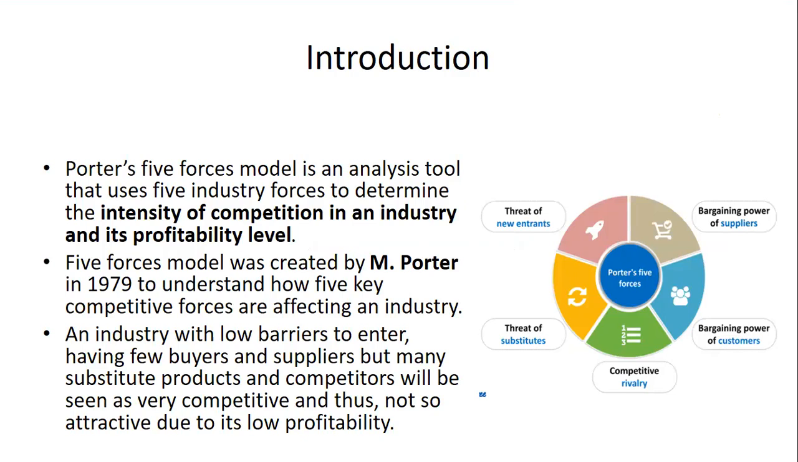So any industry with low barriers to enter, having few buyers or suppliers, but many substitute products and competitors will be seen as very competitive, and thus not so attractive due to its lower profitability. So for example, it talks about the bargaining power of suppliers, it talks about the bargaining power of the customers, it talks about the rivalry, it talks about the threat of substitutes, and it talks about the threat of new entrants. Okay, so this is how basically it is involved.